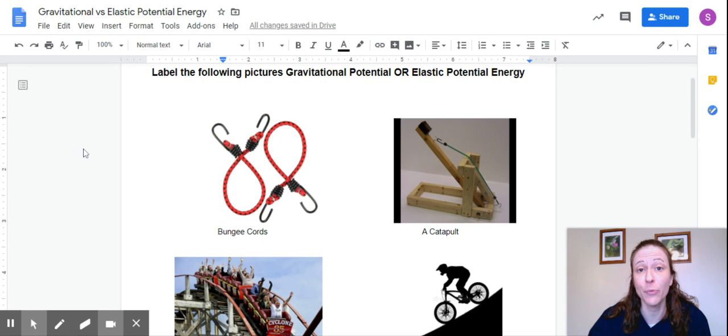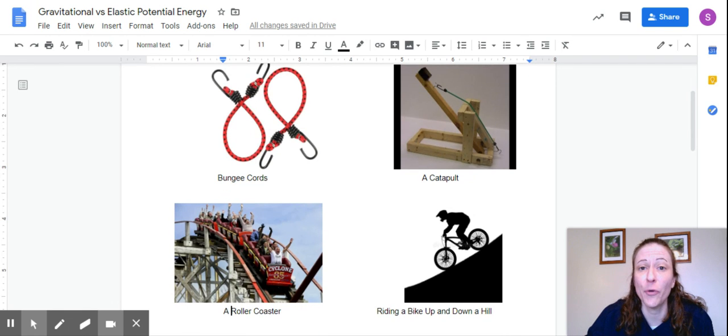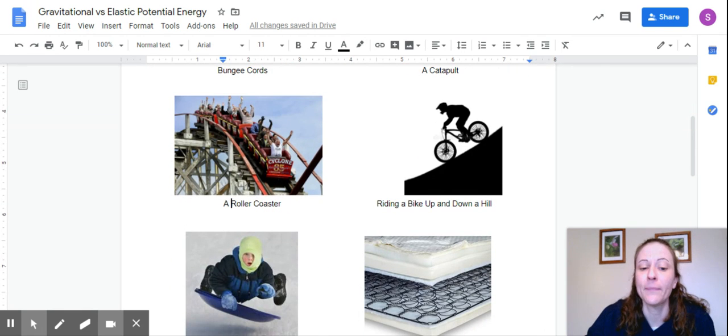Okay, so for the first one, bungee cords are a lot like rubber bands. You can stretch them out. So a bungee cord would be considered elastic potential energy. A catapult, if you noticed right here on the catapult, is a bungee cord. So catapults do use a type of elastic potential energy. So that would also be elastic. Okay, all right, so let's scroll down to the roller coaster.